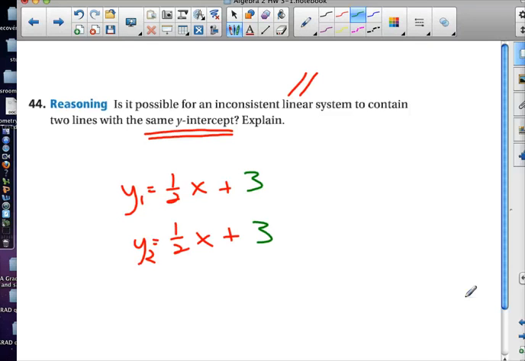So again, the whole key here was that if it's inconsistent, we're talking about them being parallel, and then there would be no solutions. However, if they have to have the same y-intercept, then that means we're talking about the same line, which is infinitely many solutions. It is consistent and it is dependent. So the answer would be no. They would be the same line.